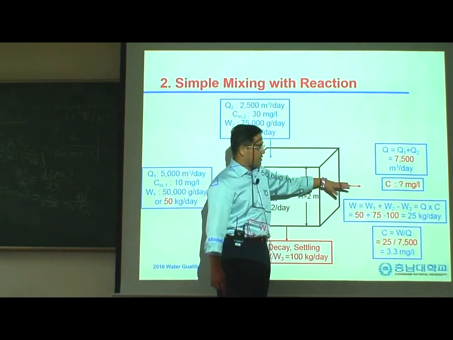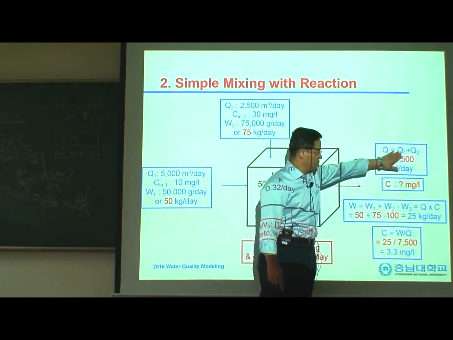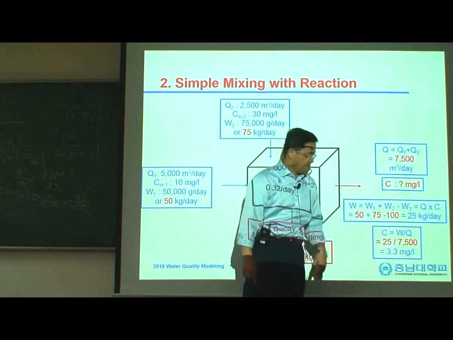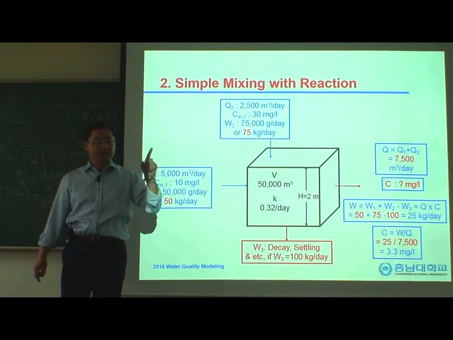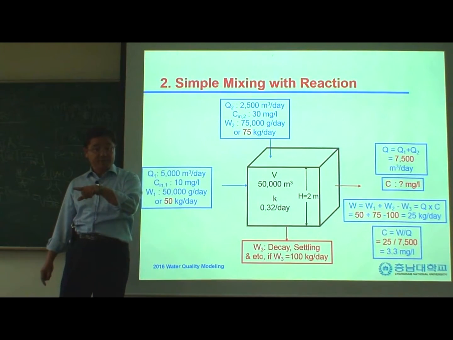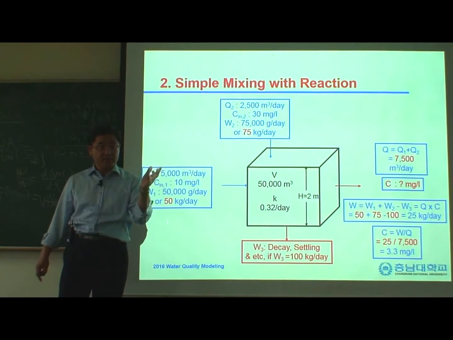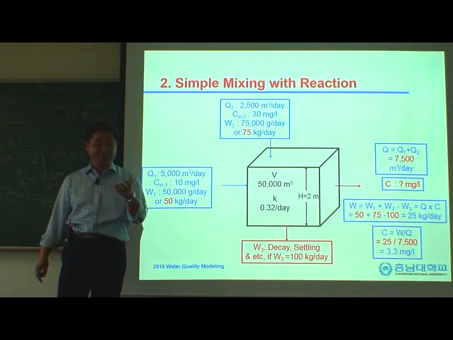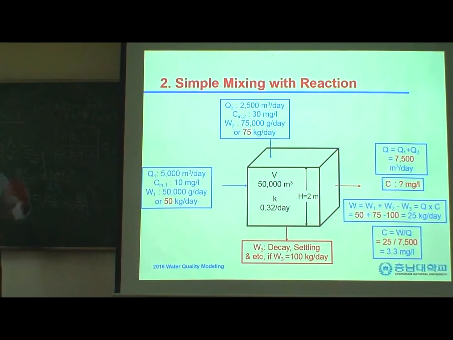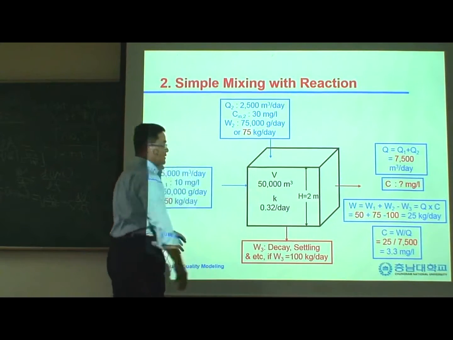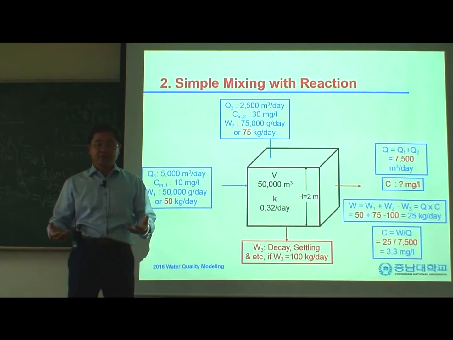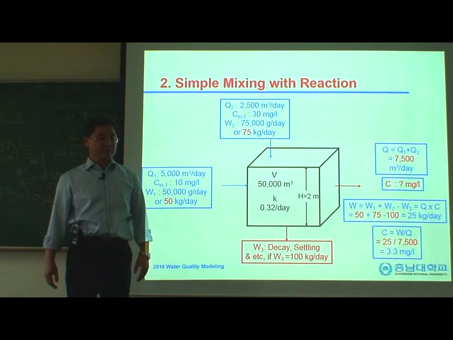And then I can calculate my concentration by using these two numbers, so 25 divided by 7,500 is going to be 3.3. What was that value before? 16.7. Right? Do you remember? Without reaction, it was 16.7. And now with reaction, 3.3. What does that mean? This lake did some work to reduce your concentration.